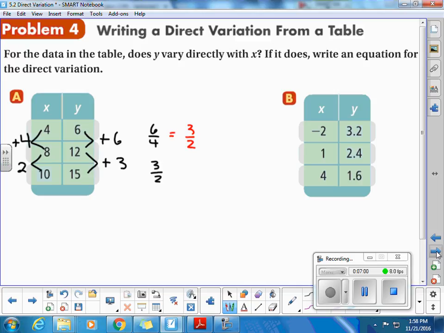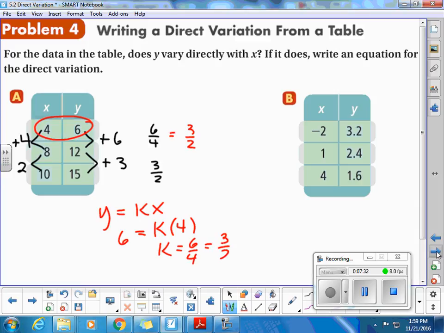But here's the deal. We want to know, does it vary directly? So we should be able to get a y equals k times x equation. So I can just plug in numbers. I'm looking for k, so I'm picking numbers from right here. I'm picking the 6 and the 4 out. So I get k equals 6 divided by 4, which equals 3/2. And I'm going to see if that's the same for everything.